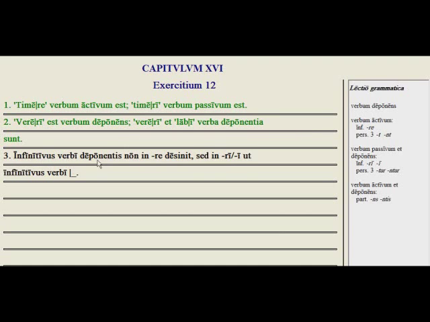Infinitivus, the infinitive of a deponent verb, non in re desinit, doesn't end in re like an active verb, but in ri or i, like the infinitive of a passive verb, because we know the passives end in ri and i.